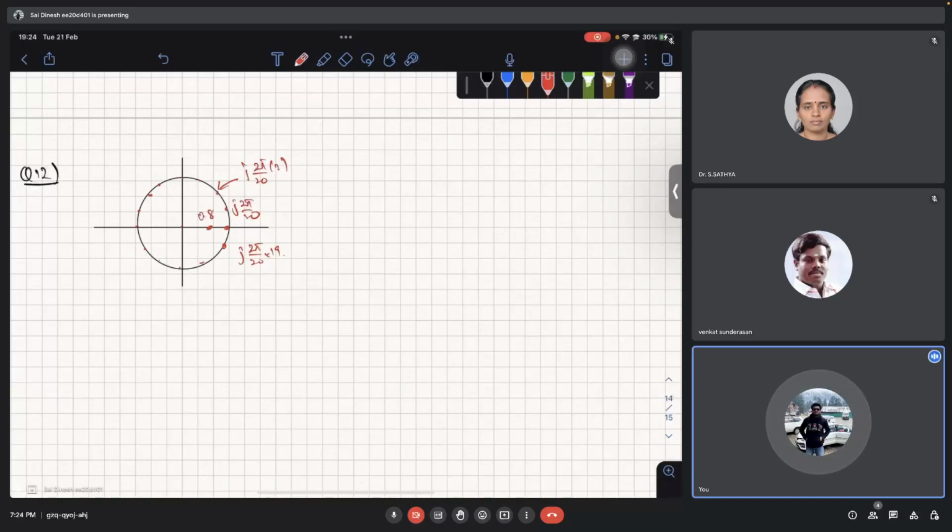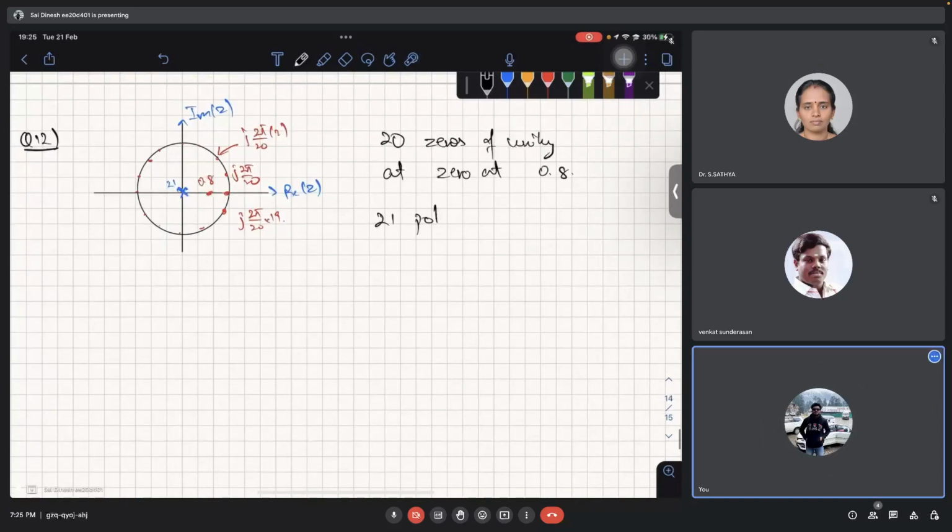zero at 0.8, and we have 21 poles at z equal to 0. So we have 20 zeros of unity, and then a zero at 0.8, and 21 poles at z equal to 0. This is what we have.